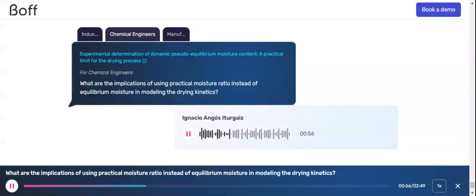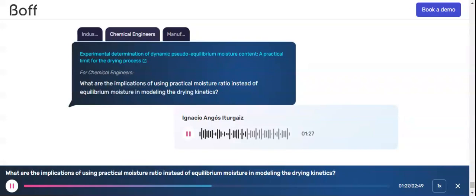Although both expressions are correct, depending on the intended use, the theoretical moisture ratio is useless for generating models suitable for design of industrial dryers. This is the reason why basic research in drying, which generates kinetic models, has historically been disconnected from the applied research, which generates simulation models.